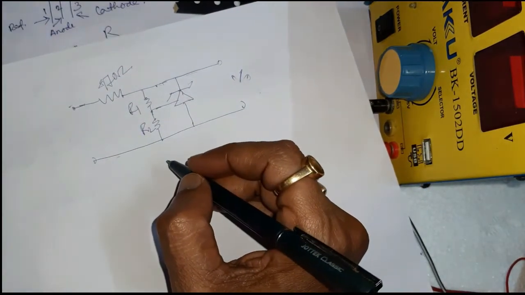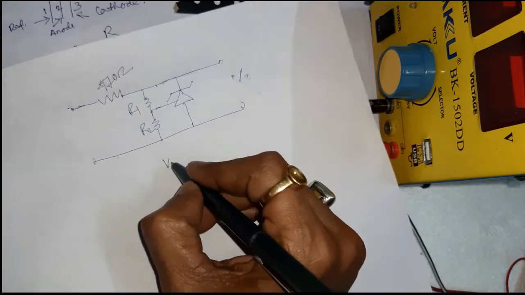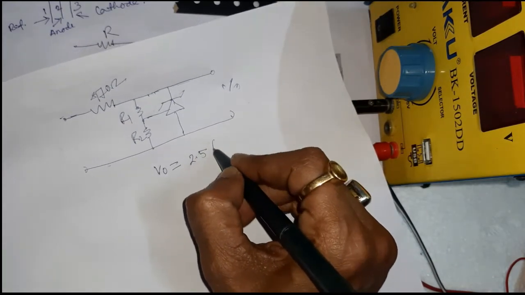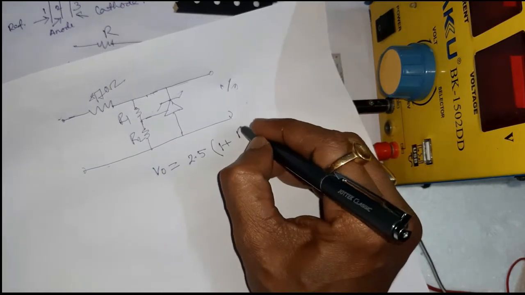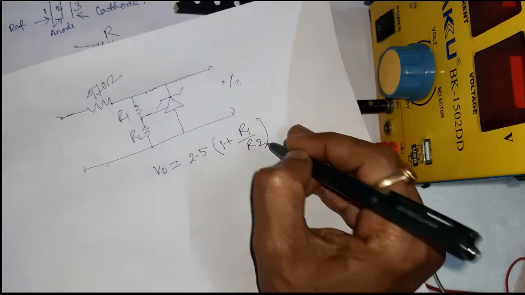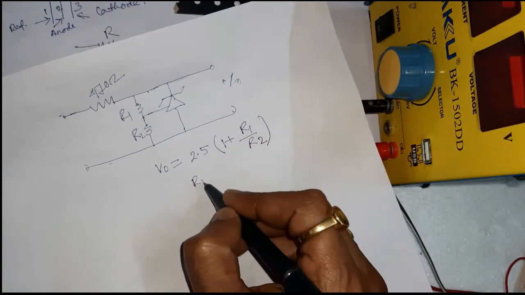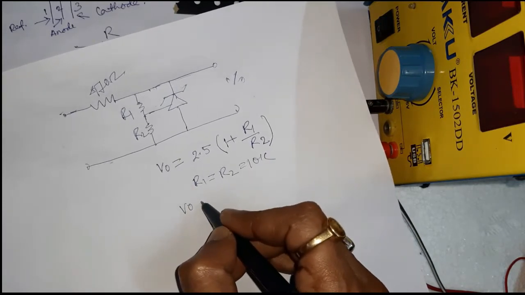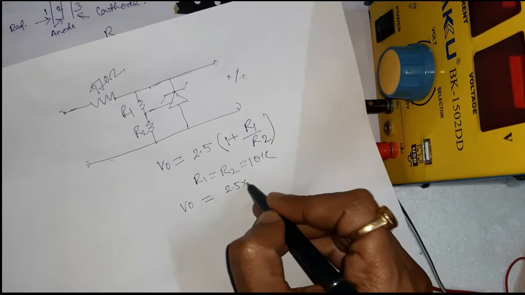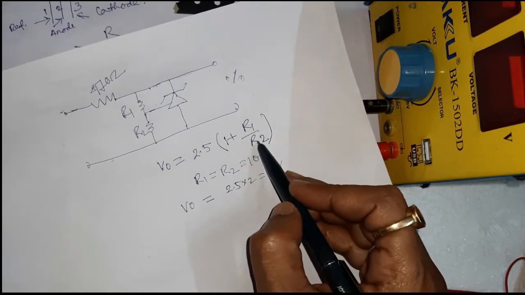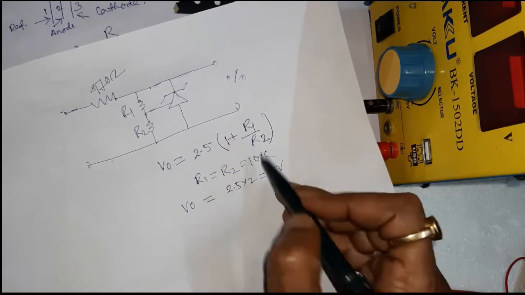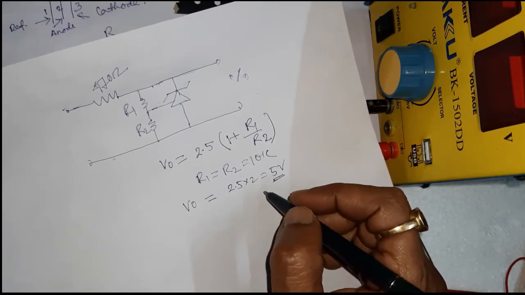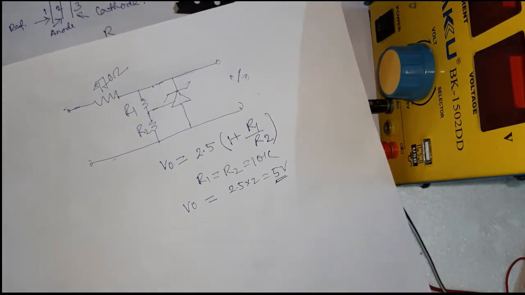So here the output voltage V0 is equal to 2.5, that is V reference 2.5, into 1 plus R1 by R2. If we consider R1 is equal to R2, that is 10K, then the output voltage will be 2.5 into 2, that is 5 volt. R1 is equal to R2, so 1 plus 1 is 2, 2.5 into 2 is 5 volt output. Here R1 and R2 are the voltage divider resistances.